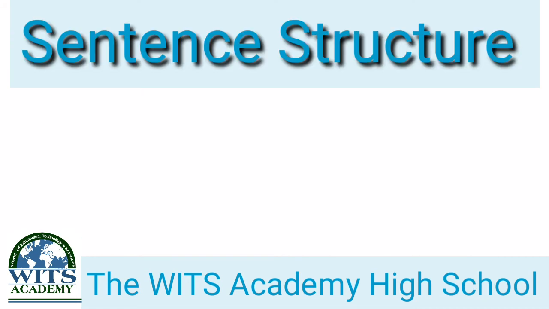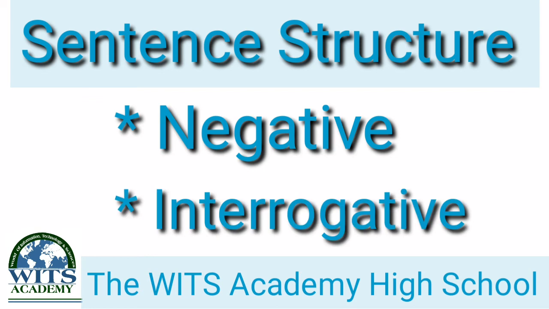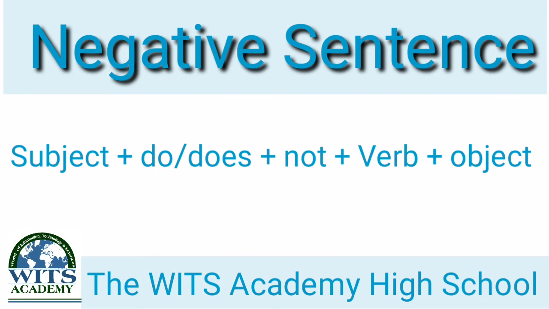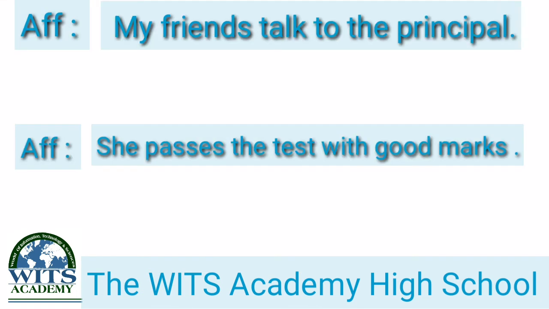Coming back to the sentence structure of present simple tense, let me tell you how we can change the sentences into negative and interrogative. To change the affirmative sentence into negative, we use do not or does not before the first form of verb, as in the sentences: my friends talk to the principal, she passes the test with good marks.